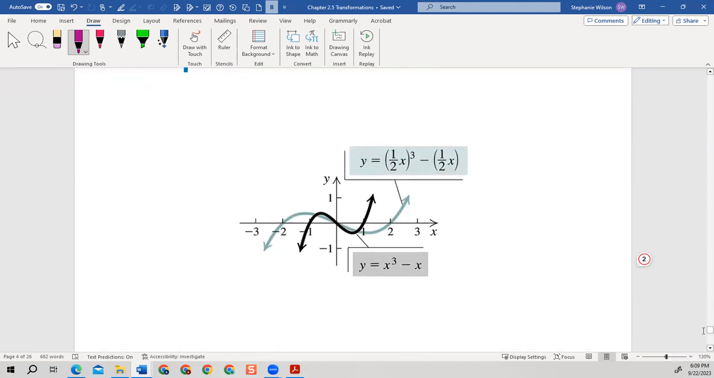So here's the one I was talking about. Here's our shrinking going on because our C is a half, which falls between 0 and 1. So it's not as high of a peak, right?